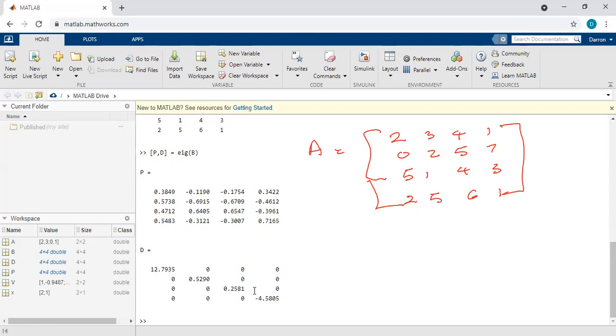So we just wanted to share that this is how we find the eigenvectors and eigenvalues in a matrix.